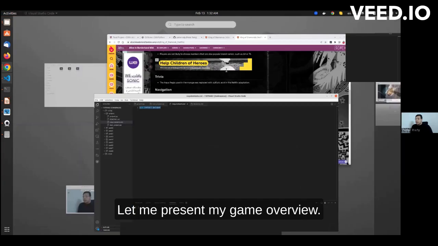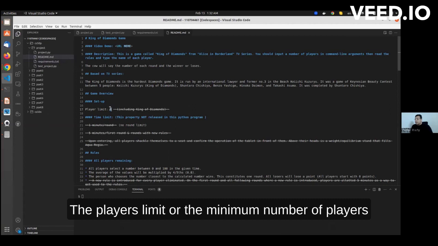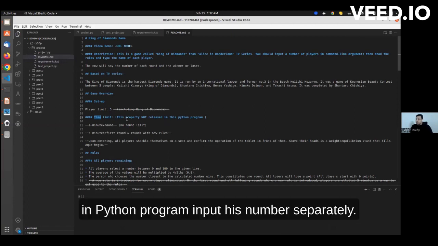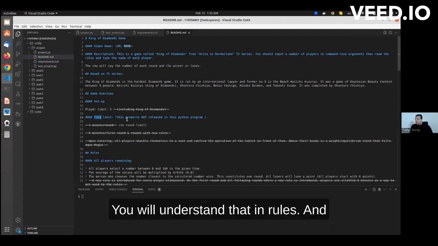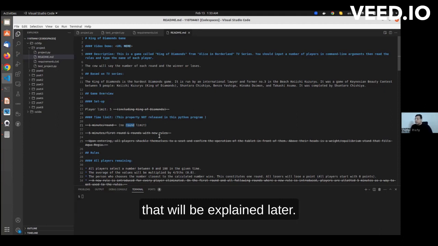Let me present my game overview. The minimum number of players should be 5, and there is no time limit like in the TV series, because each player inputs his number separately in the Python program. You will understand that in the rules. And still there is no limit for rounds, but I think the minimum will be 10 rounds. Also, that will be explained later.